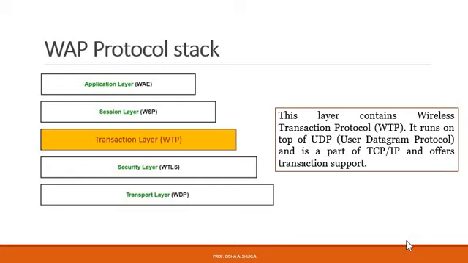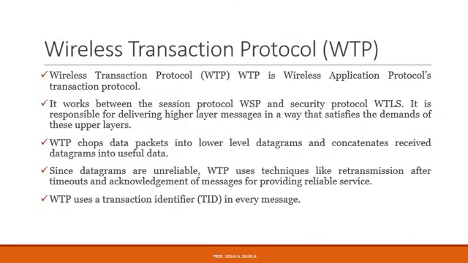It is responsible for delivering the higher layer messages in a way that satisfies the demand of these upper layers. WTP chops the data packets into lower level datagrams and concatenates the received datagrams into useful data. Since the datagrams are unreliable, WTP uses techniques like retransmission after timeout and acknowledgement of the message for providing reliable services.